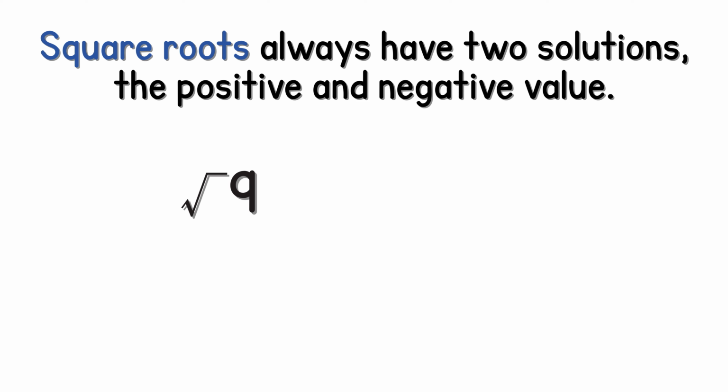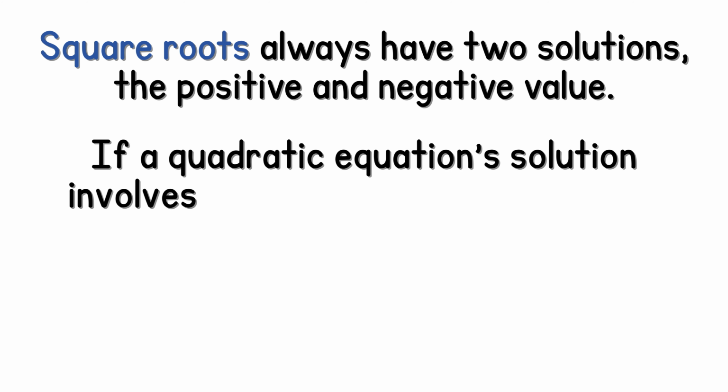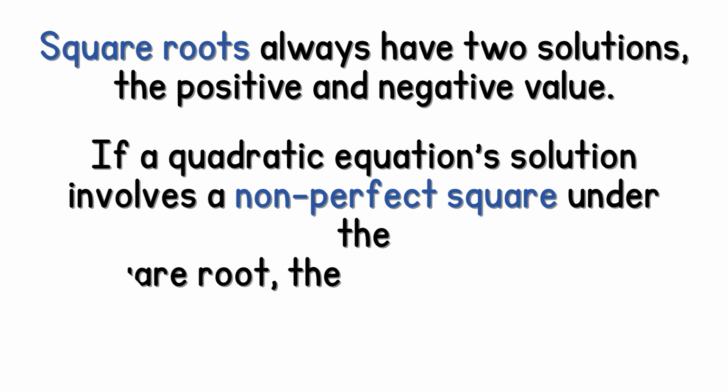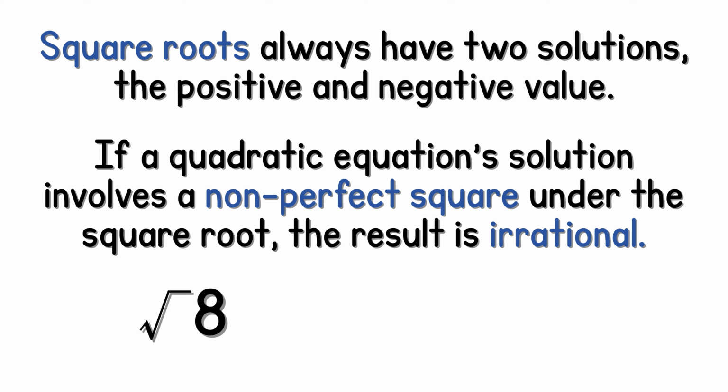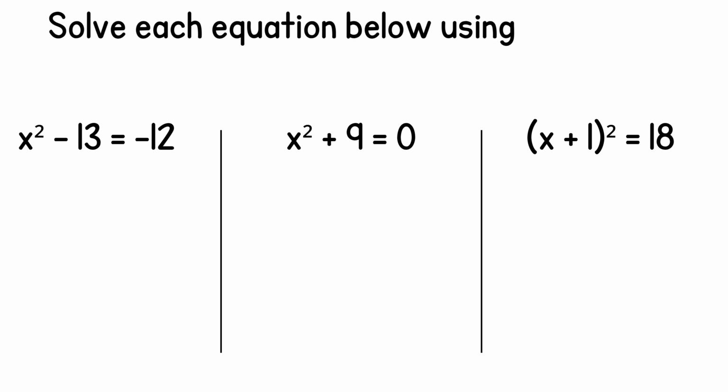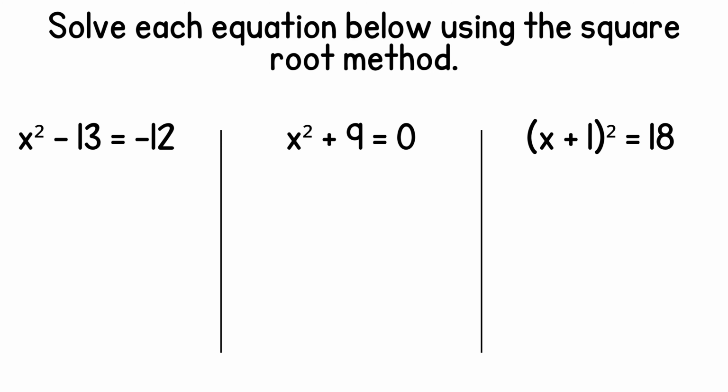Square roots will always have two solutions, the positive and negative value. So if we have the square root of 9, then a solution would be positive 3 and negative 3, since both of those squared will give us a positive 9 under that radical. If a quadratic equation solution involves a non-perfect square under the square root, then the result is irrational, like the square root of 8 or the square root of 51. So let's look at some examples with these roots. We're going to solve each equation below by using the square root method.